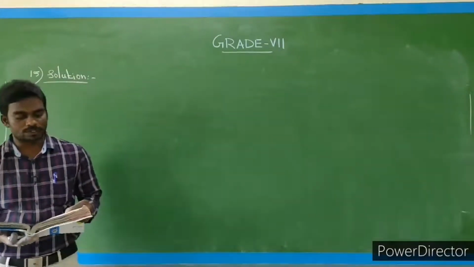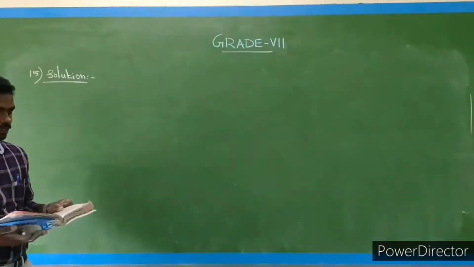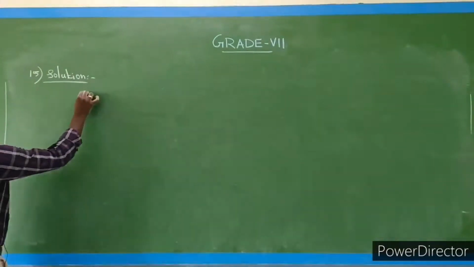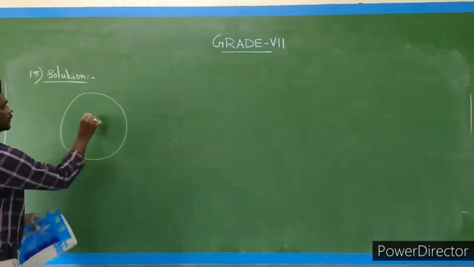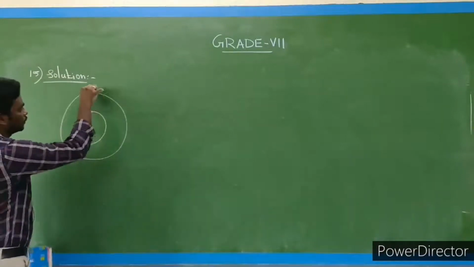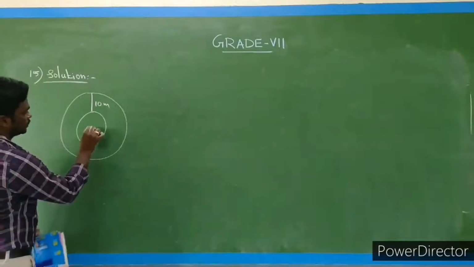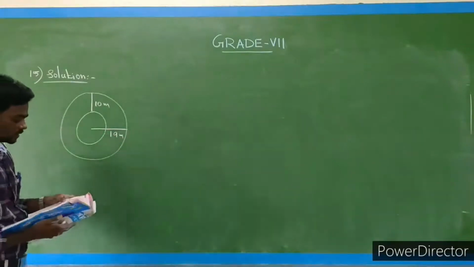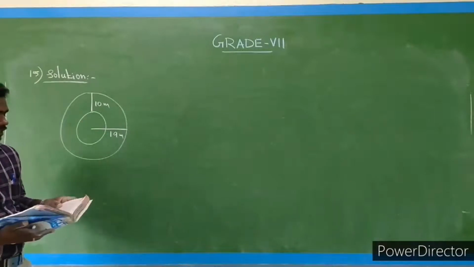Next, our 14th question is your homework sum. Next, what is 15.1? Find the circumference of the inner and the outer circles shown in the adjoining figure. Here a circle is given, and the length of this path is 10 meter, and the total radius of the outer circle is 19 meter. We have to find the circumference of the inner and the outer circle.